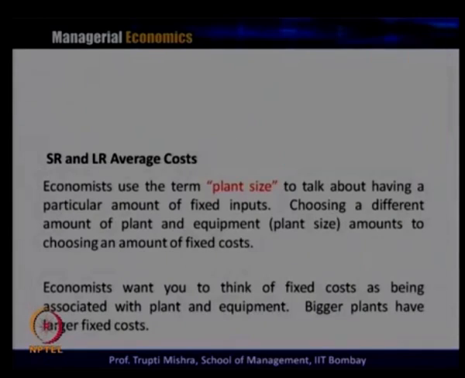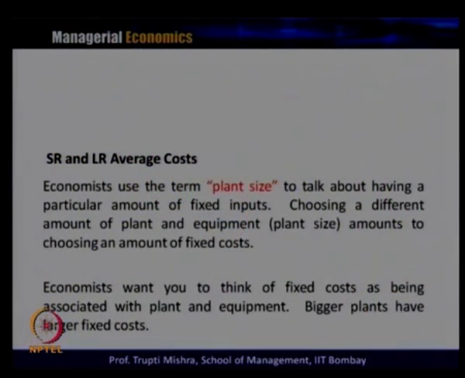If the plant size is less, then it's a less fixed cost, and the plant size is again different. So, generally that is the reason the plant size is a reference point for the short term average cost curve with regards to the fixed input and with regards to the fixed cost. So, economics wants you to think of fixed cost as being associated with the plant and equipment. A bigger plant has a large fixed cost and, vice versa, a smaller plant has less fixed cost.